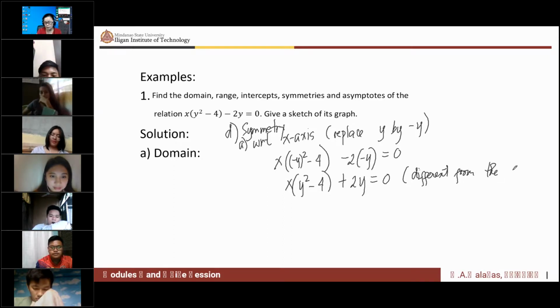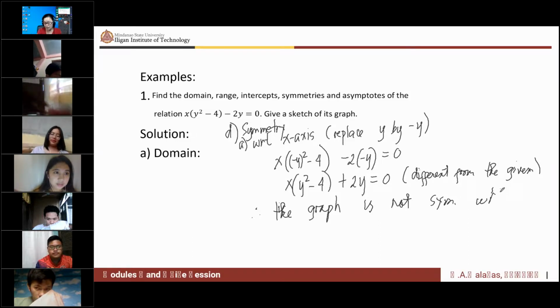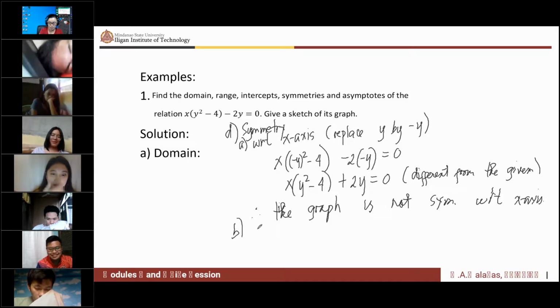So therefore, the graph is not symmetric with respect to the x-axis. Letter B is with respect to the y-axis.